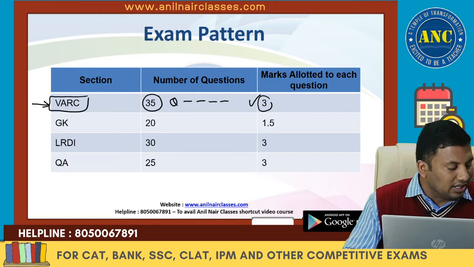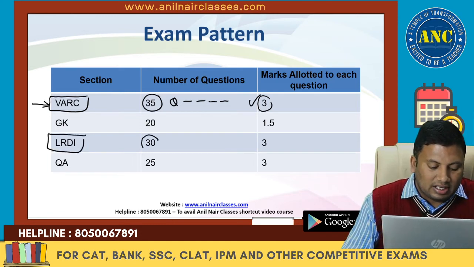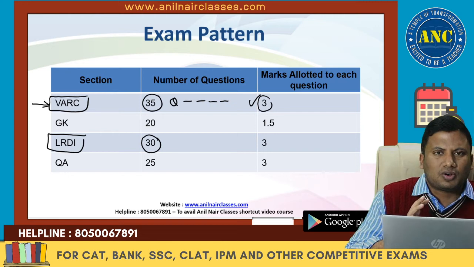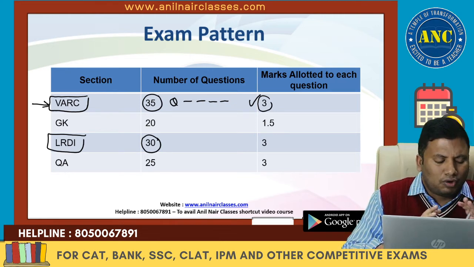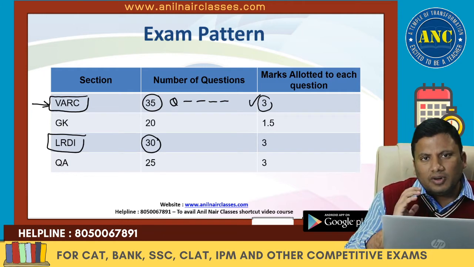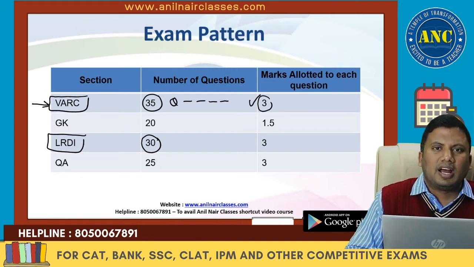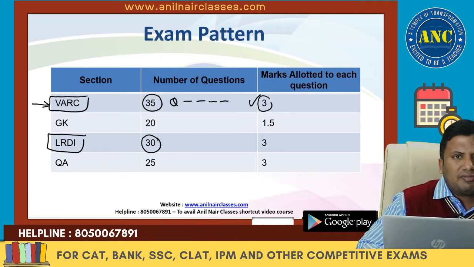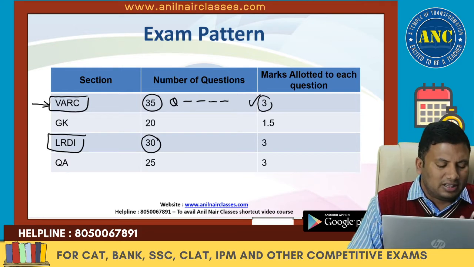Next dominating section is LR and DI. LR and DI total 30 questions. Generally in DI there will be 4 sets, each set of 4 questions, and LR will be 14 questions. In DI, there were some caselets which a student should have attempted last year, and if you have practiced close to 500 new caselets, DI would not be that difficult.